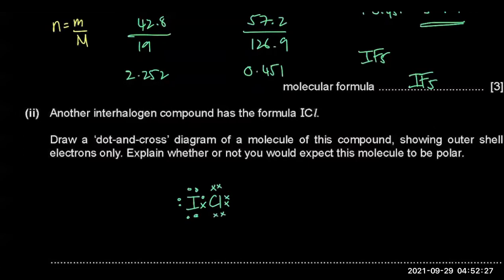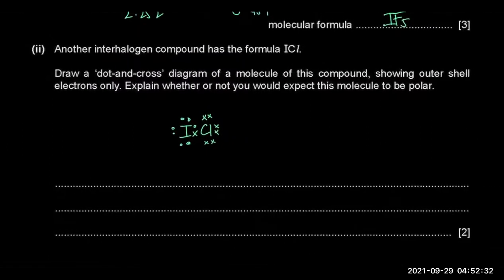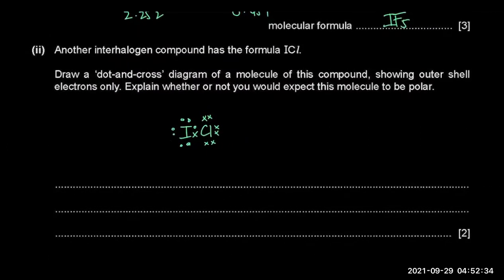That's the dot and cross diagram for this. Okay, and would this molecule be polar or not? Yes, and explain why. Yes, because chlorine is more, basically the electronegativities are different. That's the idea. And you have a polar molecule because chlorine is more electronegative than the other atom, or you can say because the electronegativities are different.